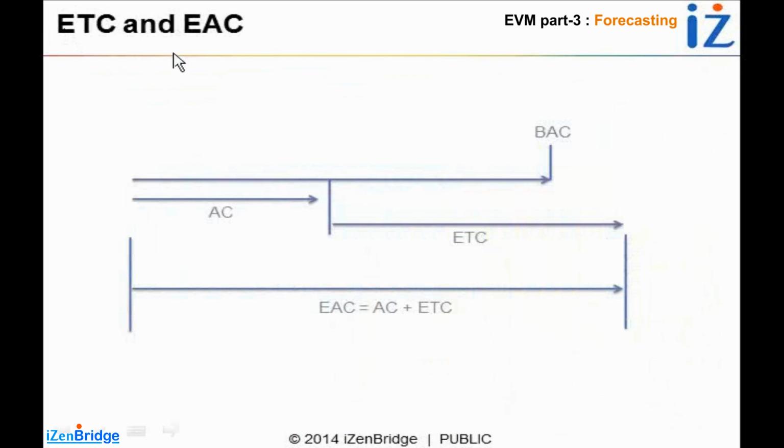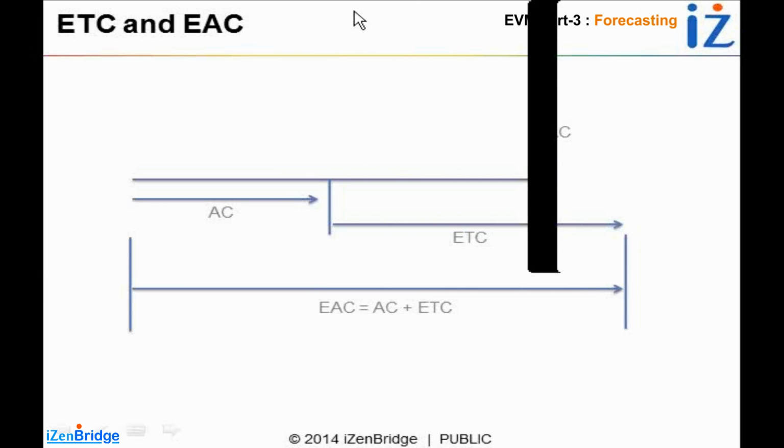So first, let's look at two things, ETC and EAC, estimate to complete and estimate at completion. We are at the end of third month. We have already spent $500. How much money I think it will take more before I finish this project? The estimation of that is estimate to complete. And the sum total of actual cost and estimate to complete is estimate at completion.